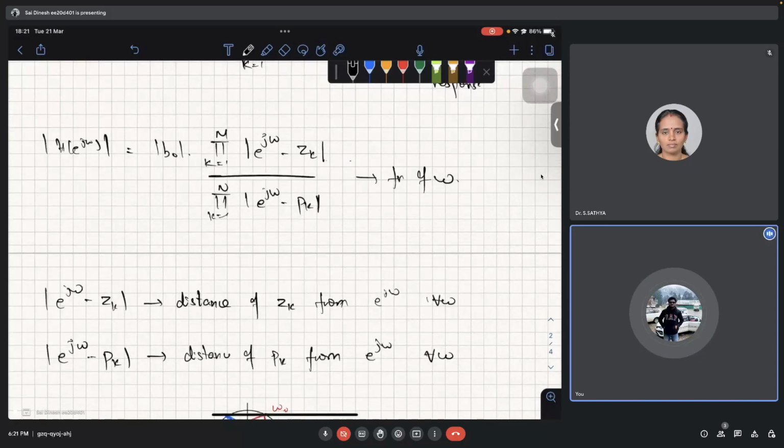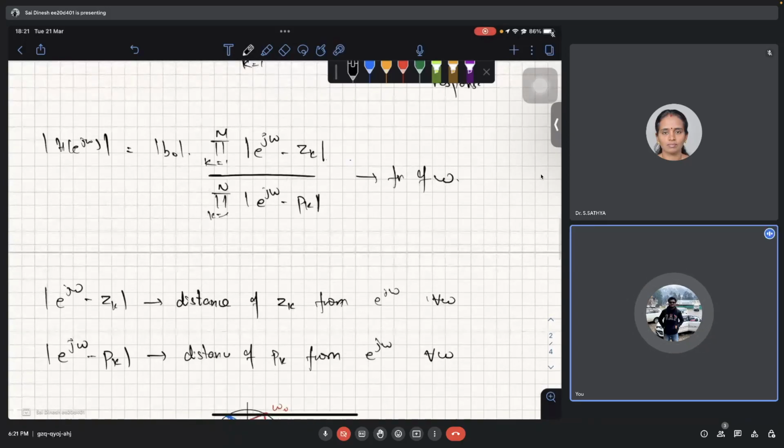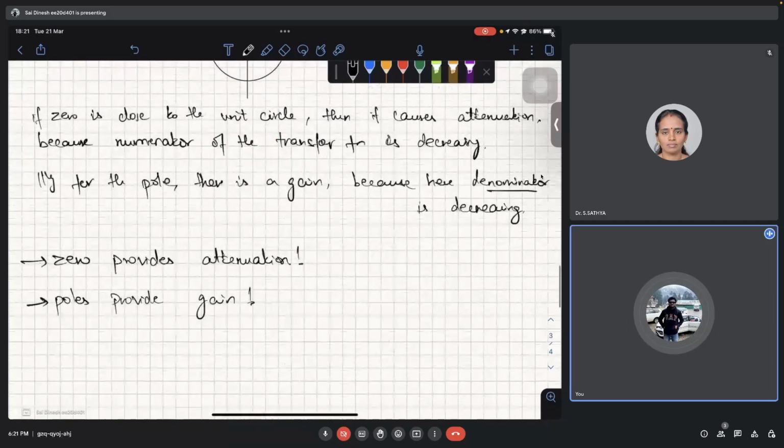So wherever there is a zero, the ω which is closest to zk, to the zero, at that ω there is an attenuation because the numerator is reducing. Similarly, when there is a pole, the ω which is closest to the pole has very small distance, meaning that the denominator is reducing, meaning there is a gain in the magnitude response. So that's why we can say that zeros provide attenuation and poles provide gain.